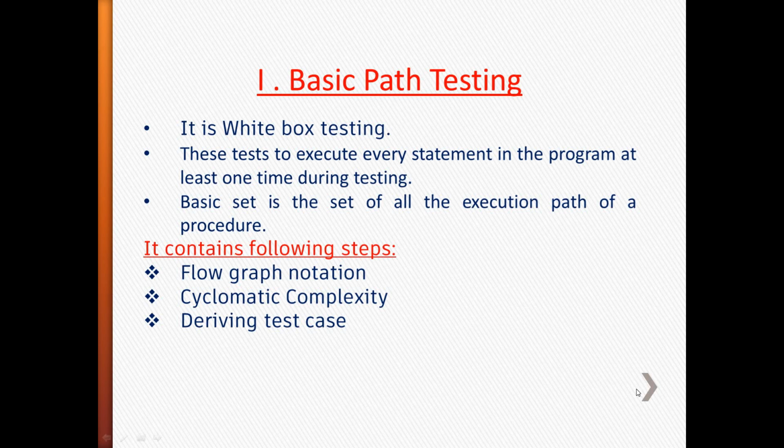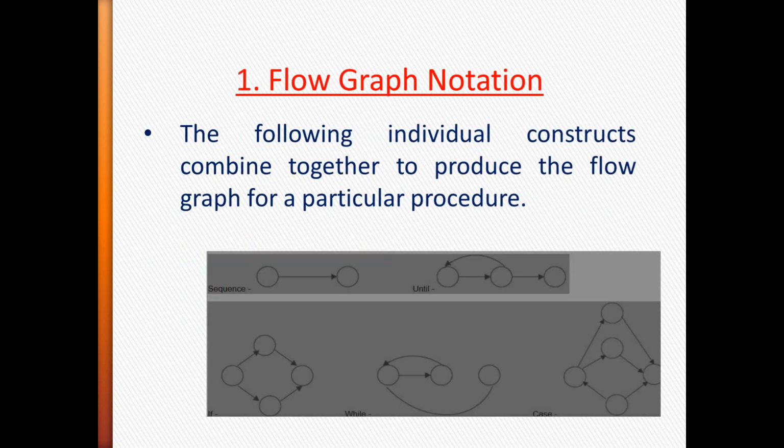The first one is basic path testing. It is a white box testing technique. This tests to execute every statement in the program at least one time during testing. Basis set is the set of all the execution paths of a procedure. It contains the following steps: flow graph notation, cyclomatic complexity, and deriving test cases.